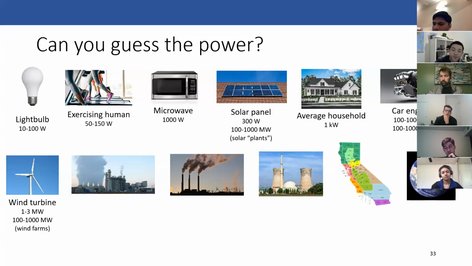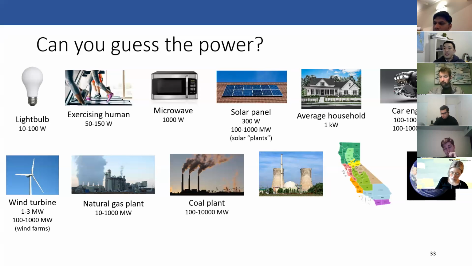Okay, the next one is a natural gas plant, and these are very variable. They come in a wide variety of sizes. The absolute largest natural gas plants are producing on the order of a gigawatt of power, but most are usually a couple hundred megawatts.